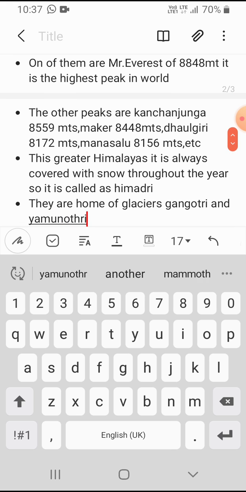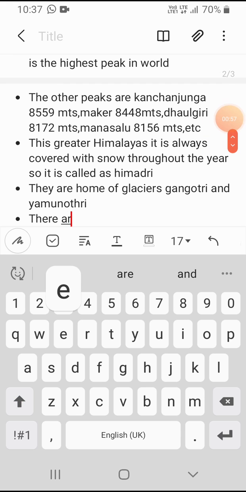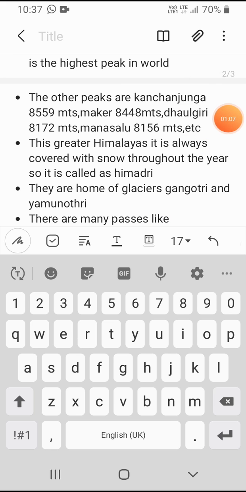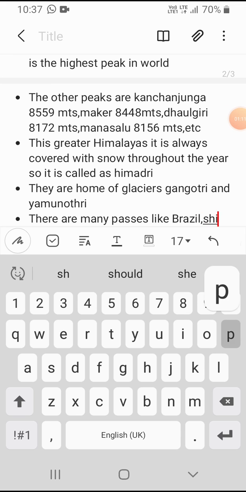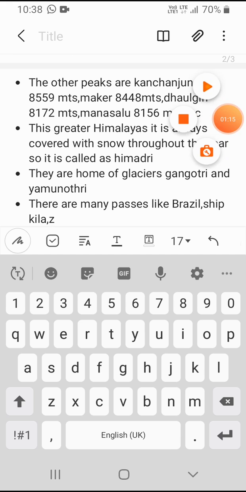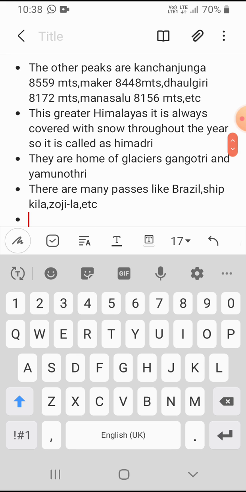There are many passes, as you know, like Shipki La and others, and some underground tunnels.